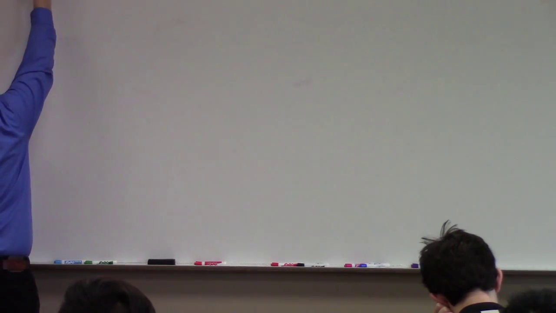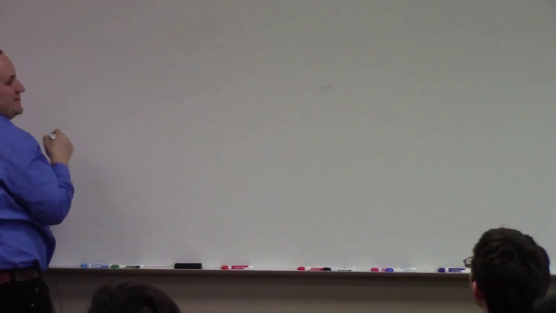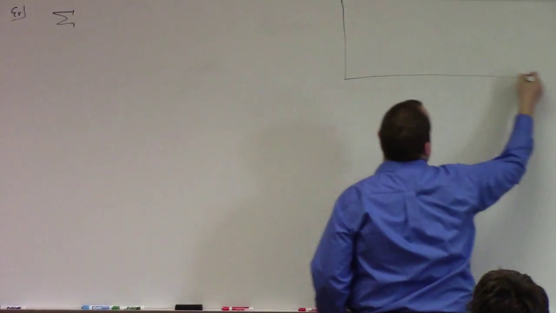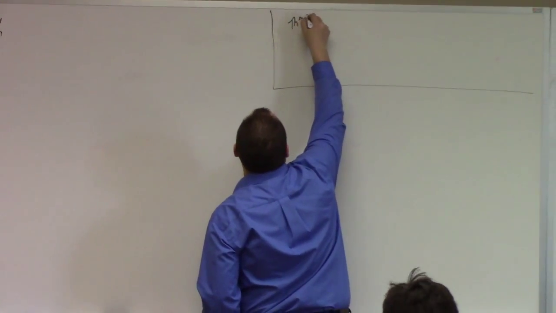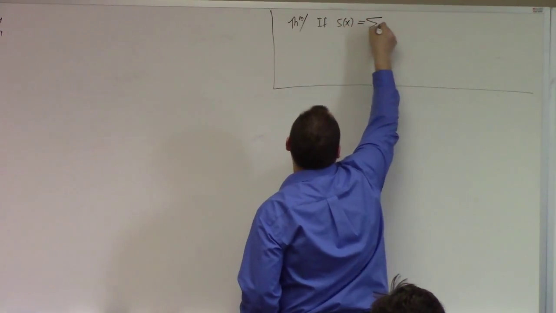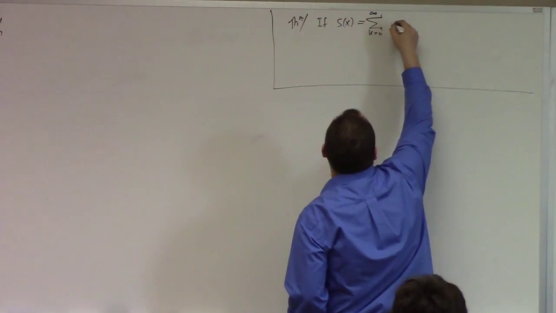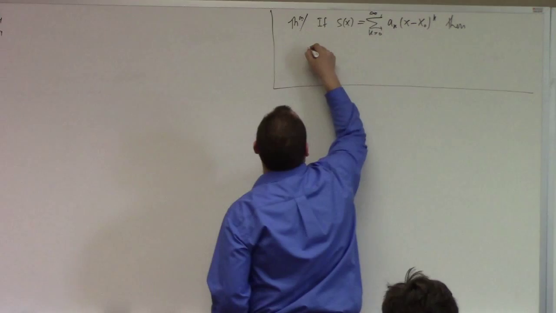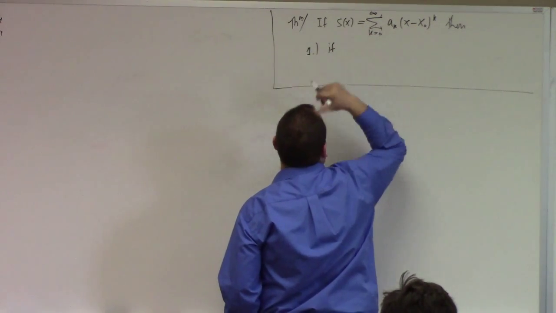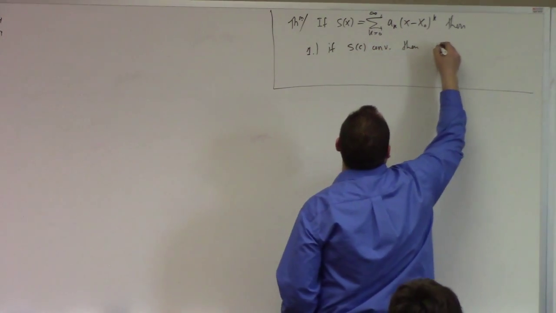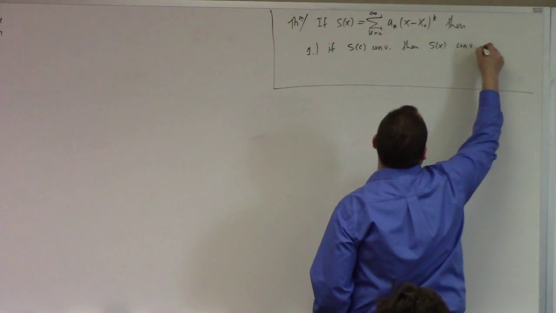Okay, so by the way, there's nothing especially special about 0. That theorem has another version, which is what? I need the other theorem for my examples. The better version of that is if S of x is equal to the sum k equals 0 to infinity, a sub k, x minus x naught to the k, then 1. If S of c converges, then S of x converges absolutely where?